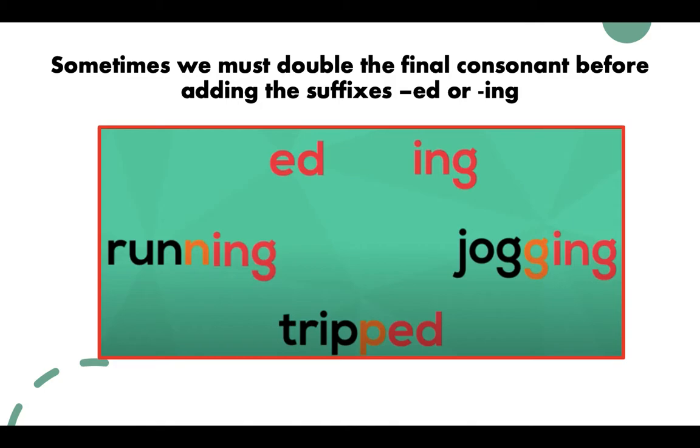Now, look here. If we have the word running, we've got two consonants. We've doubled the last consonant in the root word, which is run. So we've got two N's. In jogging, we've got two G's. And in trip, there is two P's. We've doubled the final consonant of the root word.